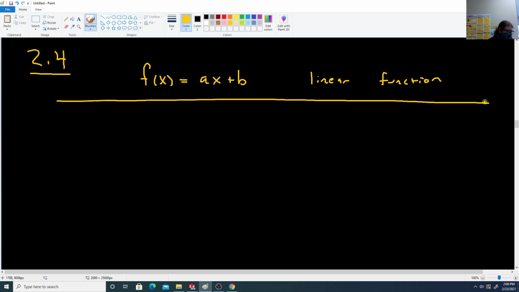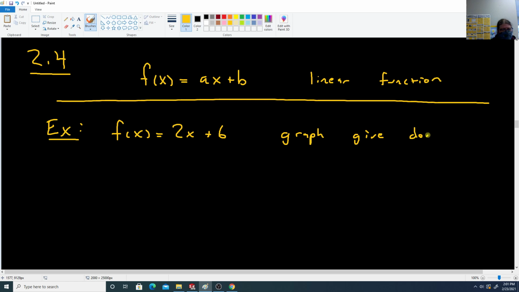So the initial part of this section is graphing, then we'll do slopes, talk a little more about graphing, and then we'll finish up talking about something called average rate of change. So they give us a function for our first example. They give us f of x equals 2x plus 6, and they want us to graph it. They want us to give domain and range.